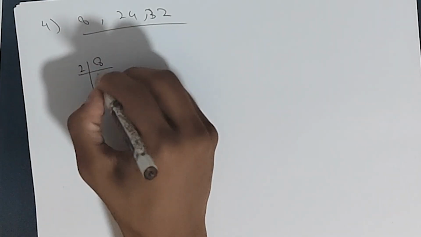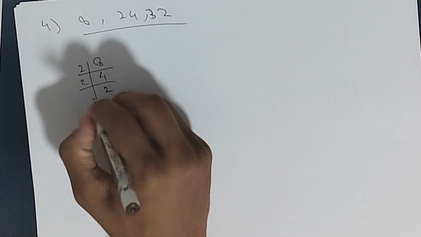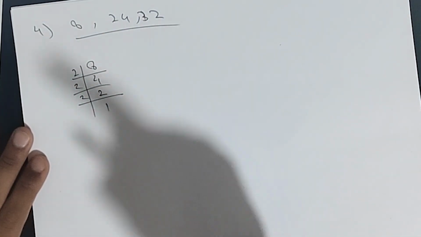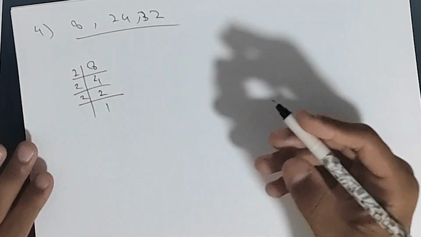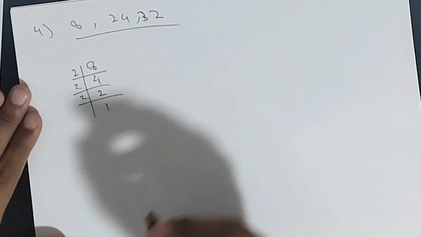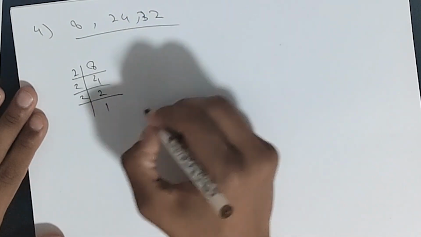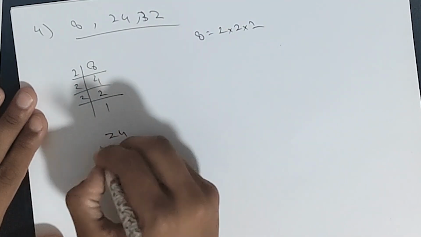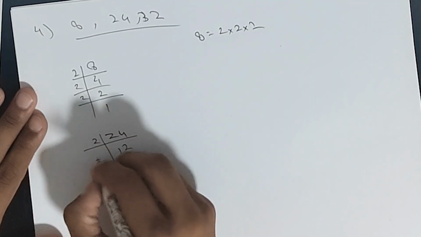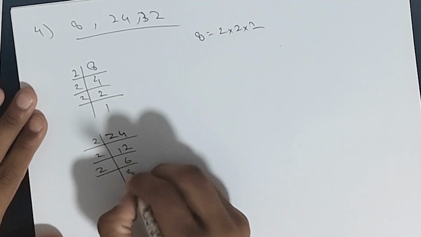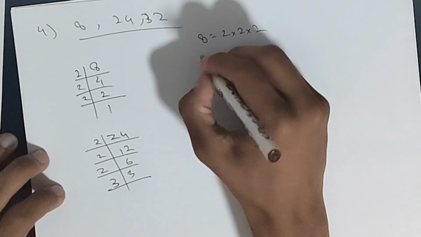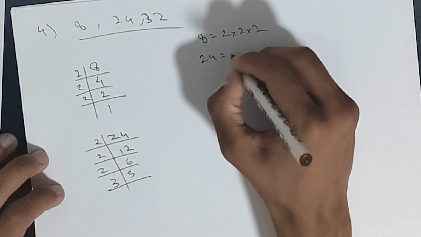Okay, so for 8 we have this. If you don't understand the prime factorization, I'll try and upload a short or a YouTube video in some time to explain this to you in detail. So this gives us 8 equals 2 into 2 into 2. 24. Okay, so 24 equals 2.